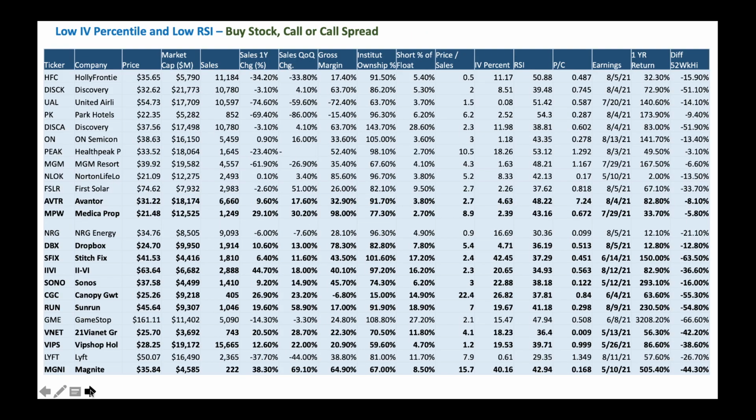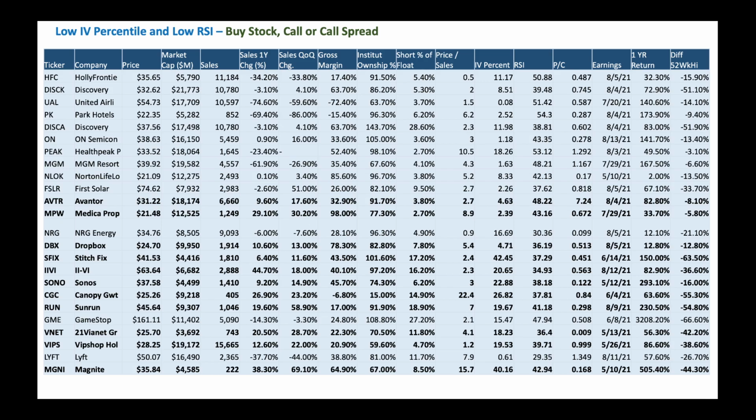This strategy is really low IV percentile and low RSI. Whenever there's a low IV percentile and low RSI, because of the low IV percentile, when you buy the call option or a call spread, you're not paying too much premium. You're paying a low price. So that'll lead to a good appreciation in the call or stock or even call spread.